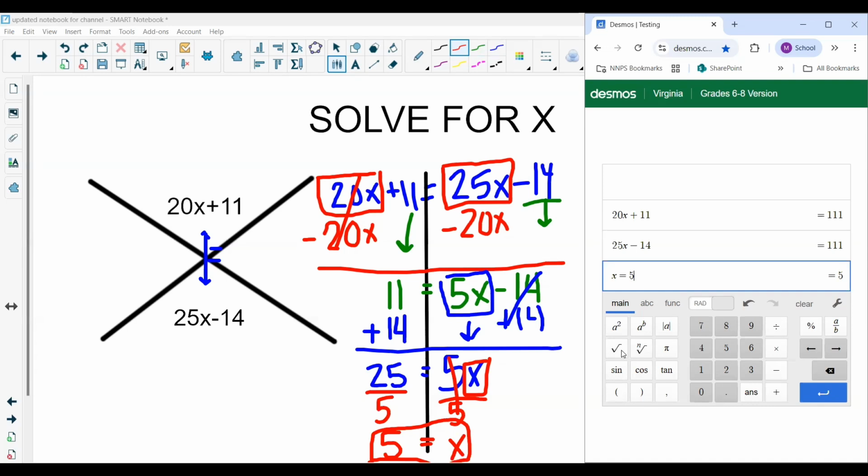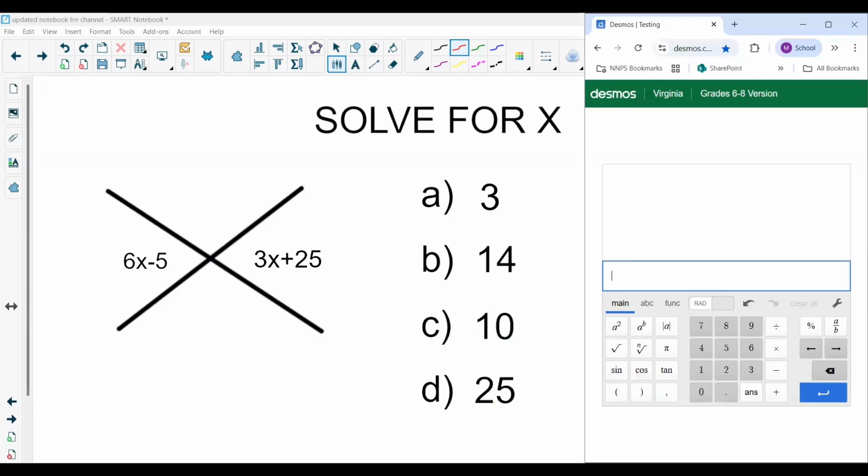Yep, 111 and 111, they both match. So I know that my answer is correct. Okay, for these next couple of questions we're going to go through, we're just going to practice putting them in Desmos if it is multiple choice. It's super easy on all, most of your test questions will be multiple choice when it comes to this. So you just have to remember the definition of vertical angles and that they are equal.